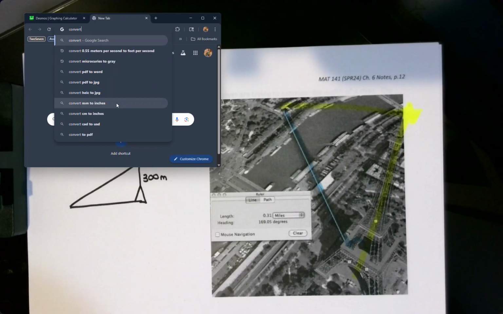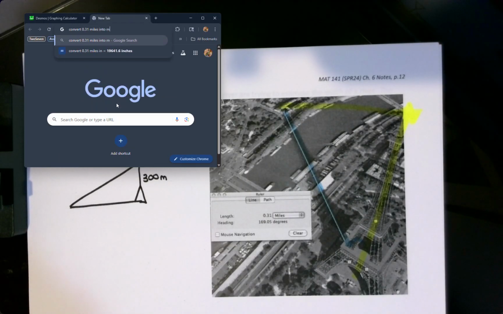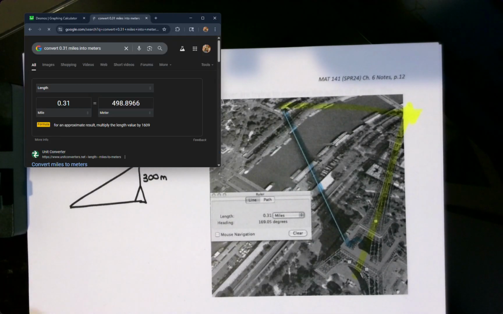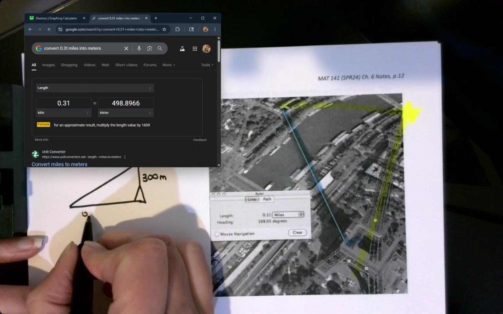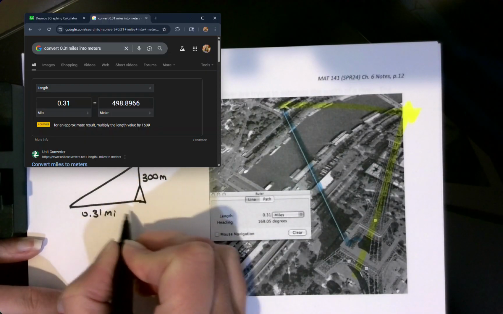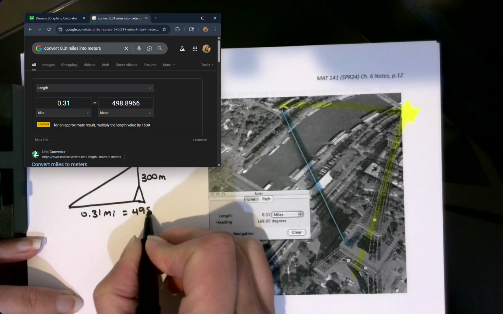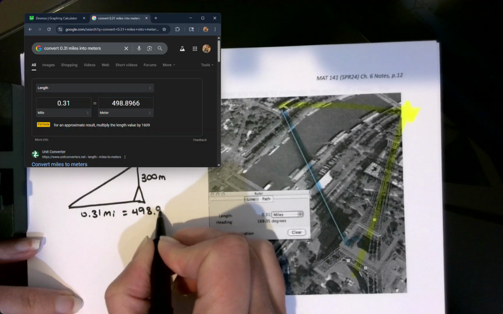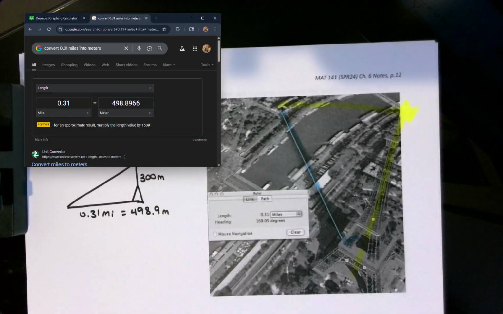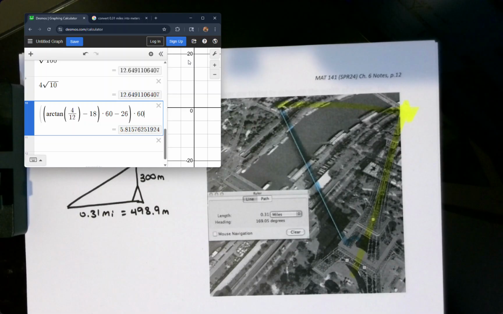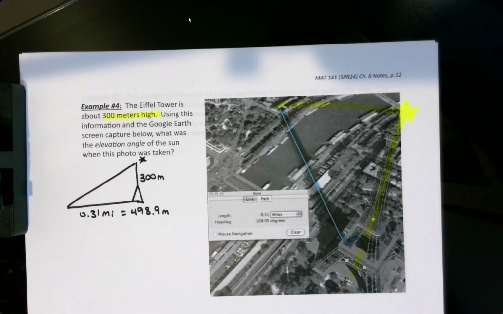So we're going to convert 0.31 miles into meters. So that's 0.31 miles, or about 498.9 meters. Okay. And then my question on this one is about what is the angle of elevation of the sun.